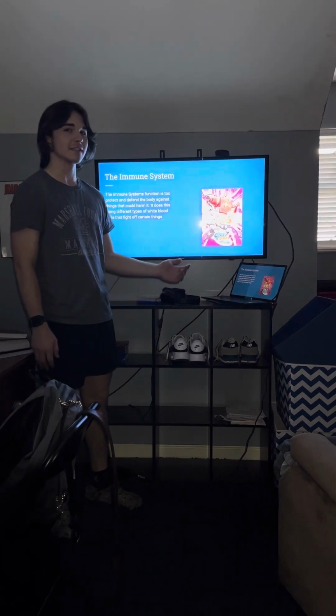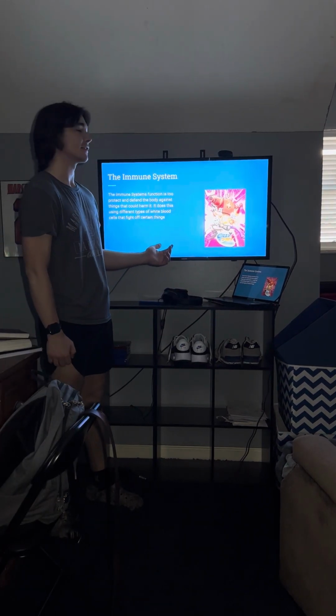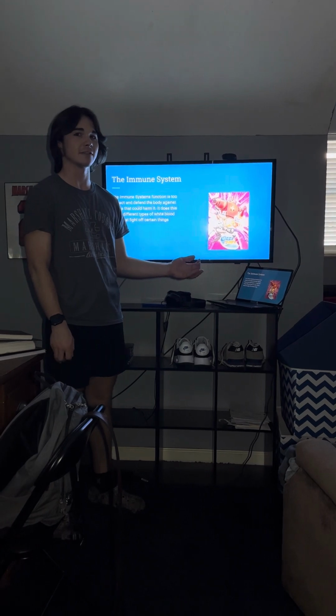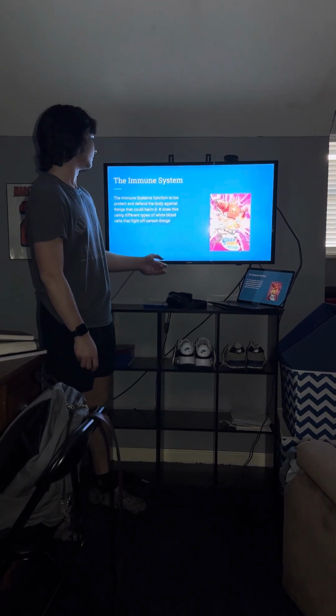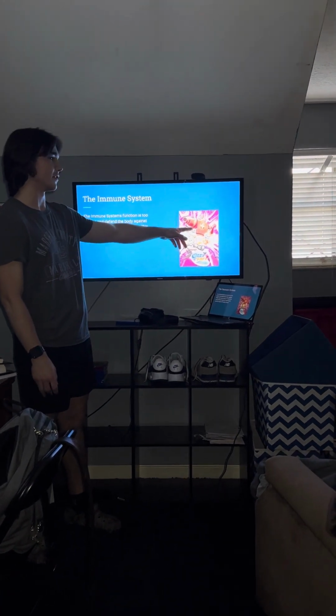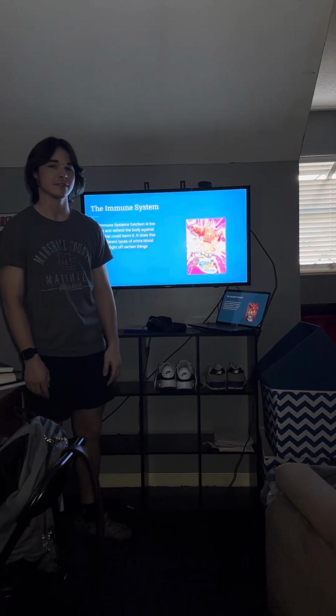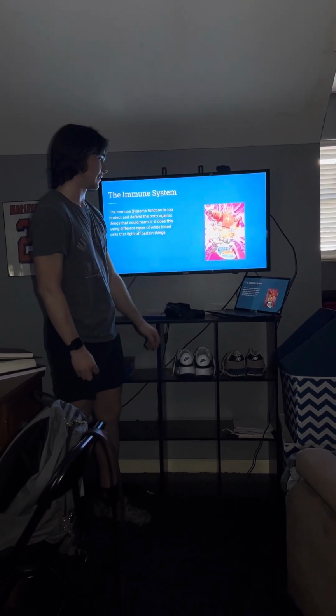First, I have the immune system. The immune system is what produces all these cells that help fight off diseases and such in the human body. And this is Osmosis Jones, a movie about fighting off viruses and bacteria in the human body.